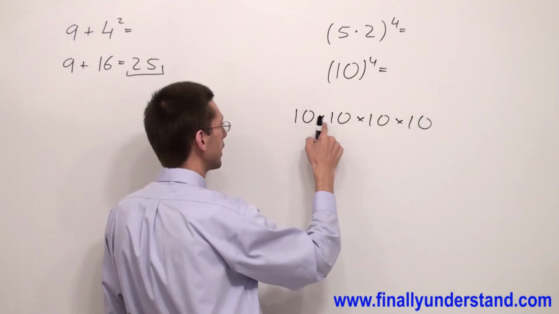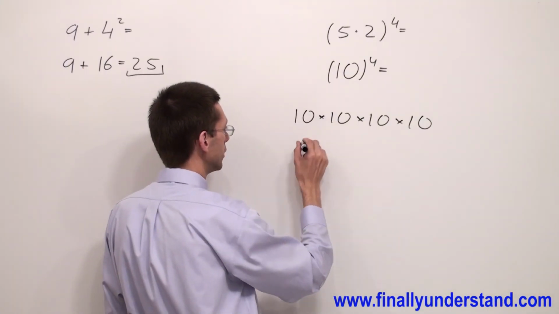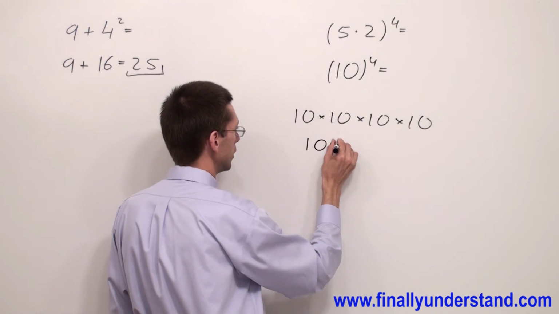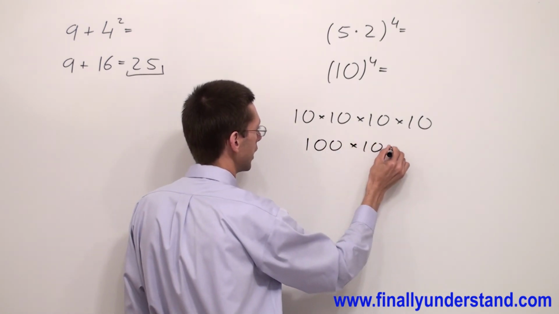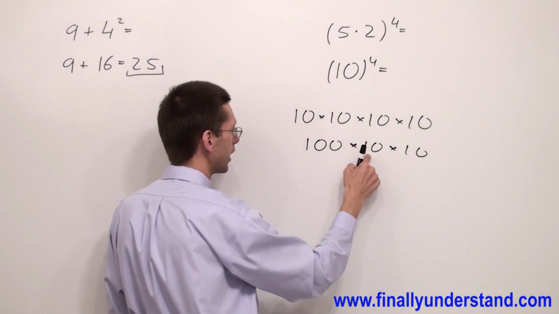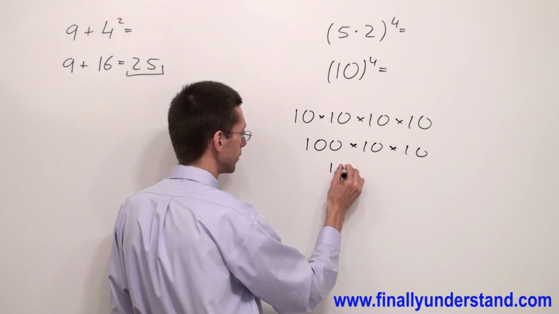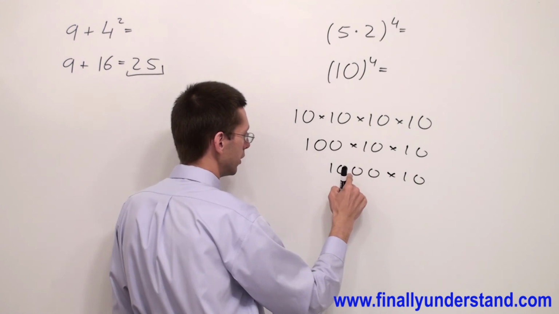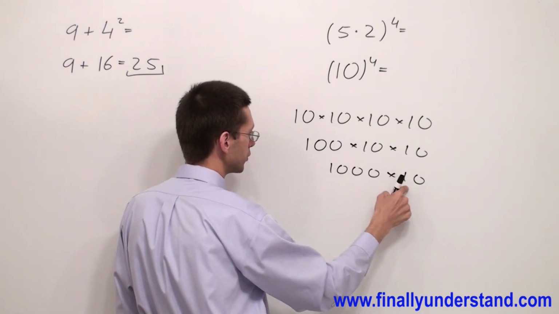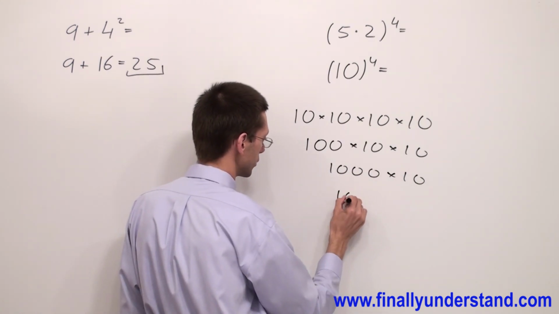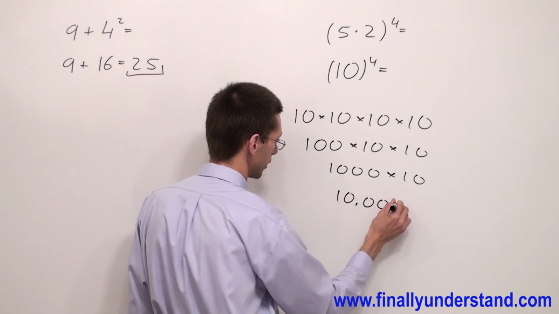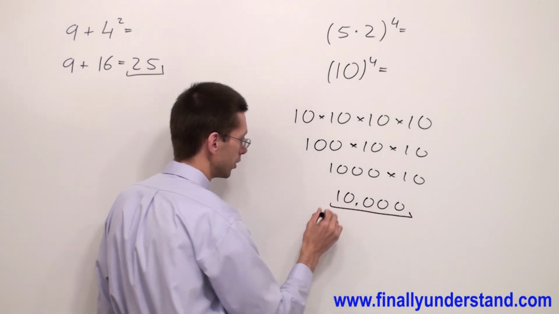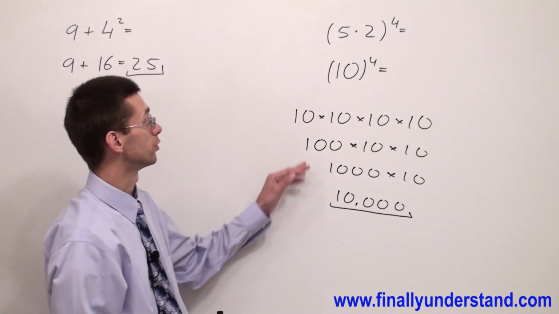So we have 10 times 10 is 100. That's why I'm going to write 100 times 10 times 10. 100 times 10 is 1000, times 10. 1000 times 10 is equal to 10,000. So 10,000 is the solution to my second problem.